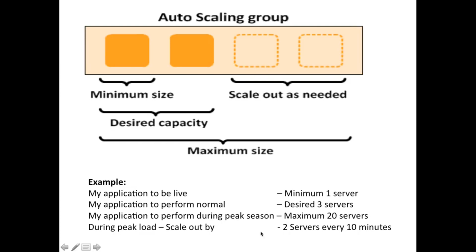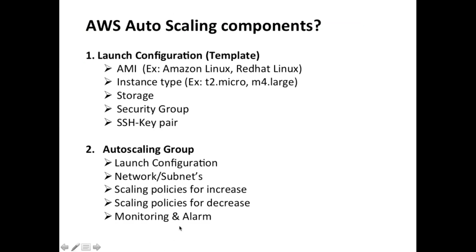And when I go to 20 servers, I would like to scale out 2 servers for every 10 minutes. For example, if the CPU goes to 80%, I'll watch it for 10 minutes. Consistently, if the CPU stays at 80% or above, I add 2 more servers. Still, if the CPU is 80% or above, again add 2 more servers. It is like every 10 minutes I will add two servers, and I can go up to 20 servers. That's what it is. Okay, let's see what are all the components we need when configuring auto scaling.